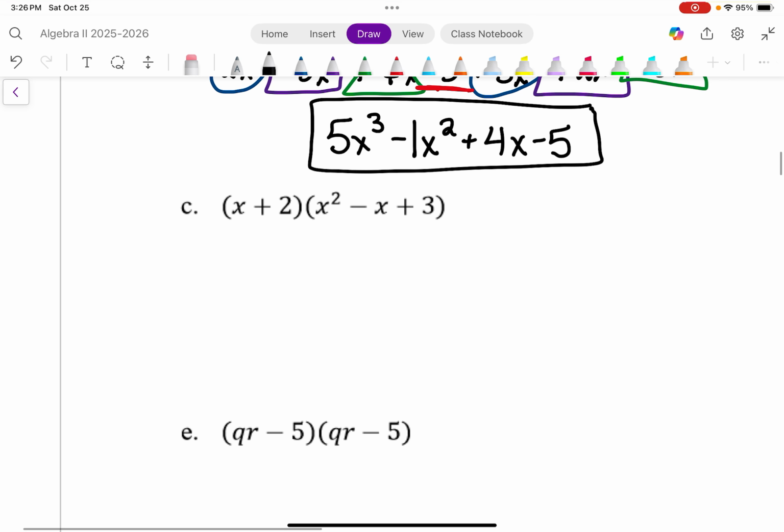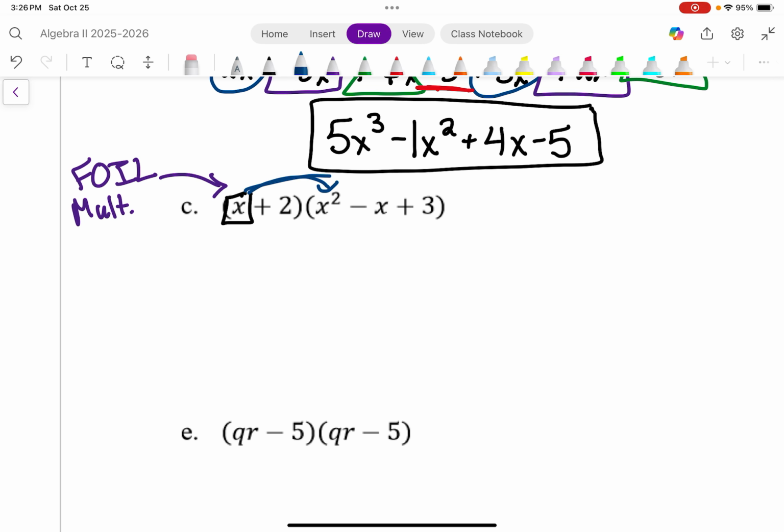All right, for example C, there is nothing in between the parentheses. So that tells us that you are going to have to FOIL and distribute between the two sets of parentheses. So basically we're multiplying. When there's two terms in the first one, you're going to start with just the first term. That first term has to be multiplied by every part of the second set of parentheses. So because there's 3 parts, we're going to multiply it by all 3 of them separately.